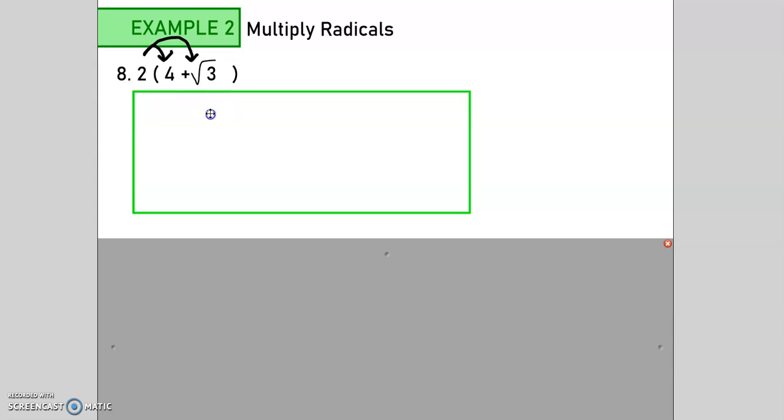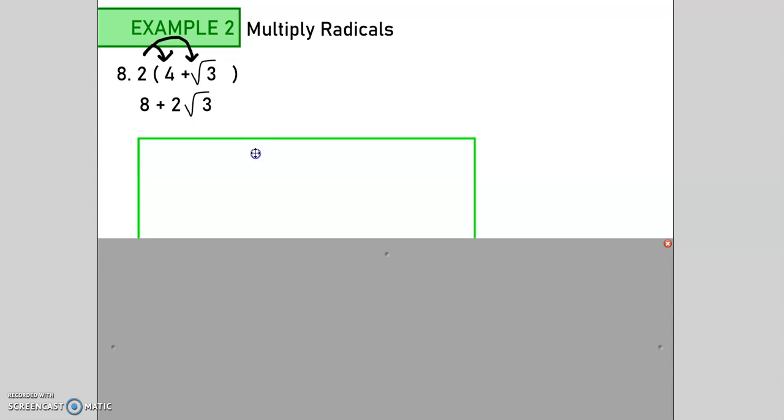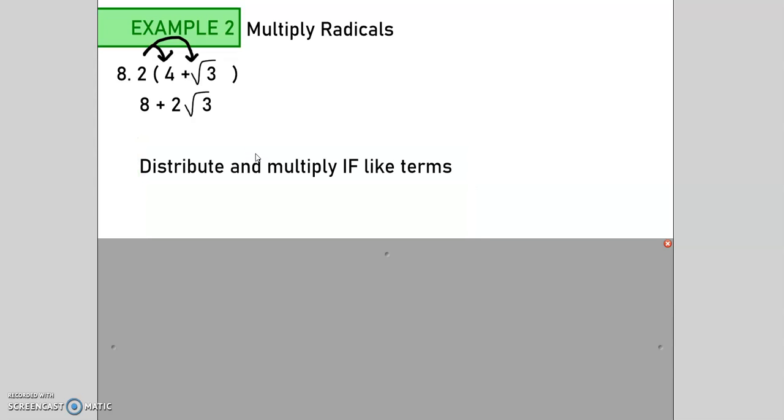2 times 4 gives me 8. 2 times the square root of 3. We can't multiply a number and a square root together real nicely. So what we need to do is write it next to each other like this. 2 square root 3, right? And then there's nothing else I can do. There, we just multiplied radicals.